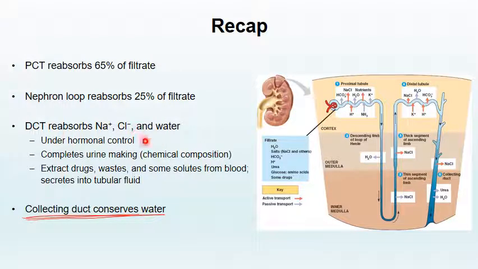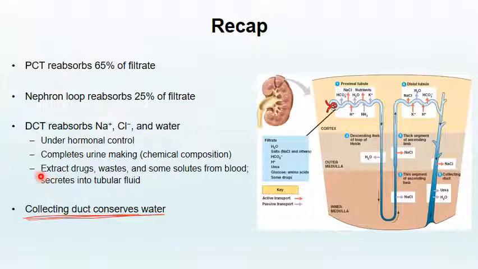Again, we have that hormonal control. By the time we're at the end of our distal convoluted tubule, we have urine as far as its chemical composition is concerned. So once we're in the collecting duct, we do very little changing to the chemical composition of the fluid, but rather we are mostly just absorbing water there.